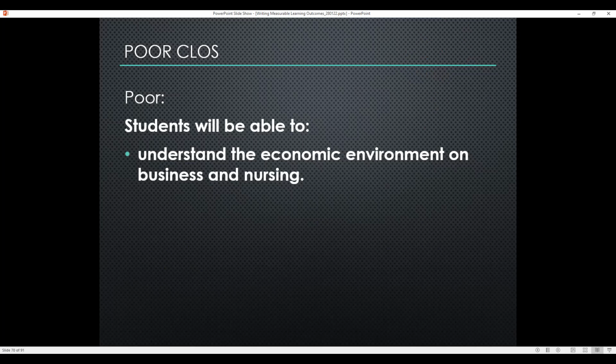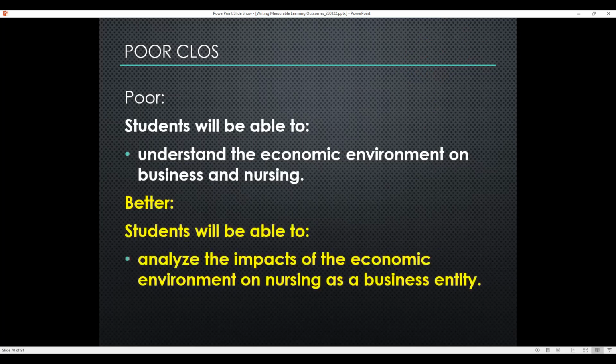How should we improve? We can ask them to either explain or present economic factors, specify the factors that would define the environment. So it's like asking them to explain so that they can show their understanding in that manner. Okay, so they need to explain the economic environment on business and nursing. Students will be able to analyze the impacts of the economic environment on nursing as a business entity. Okay, so it's more defined now, right?